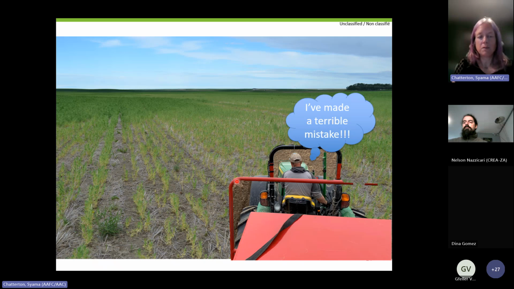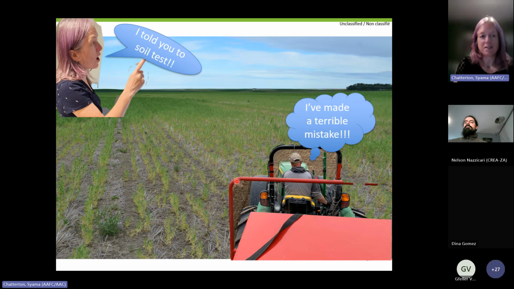What happens when a producer plants peas in a field, they go to look at their pea crop, and we see this early yellowing, we see the canopies not filling out, and then they realize, okay, I should not have put peas and lentils into this field this year. And then me as the researcher gets to yell at them, and I can yell at them because this is my husband in this tractor, saying, well, I told you to soil test.